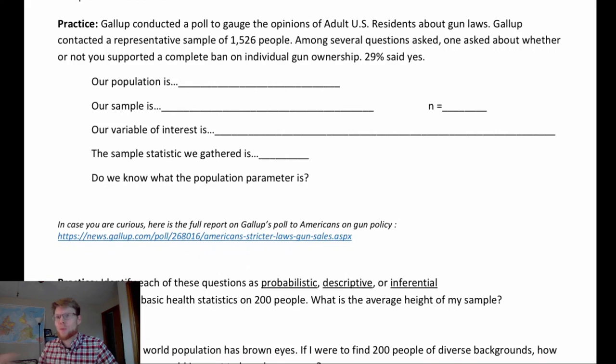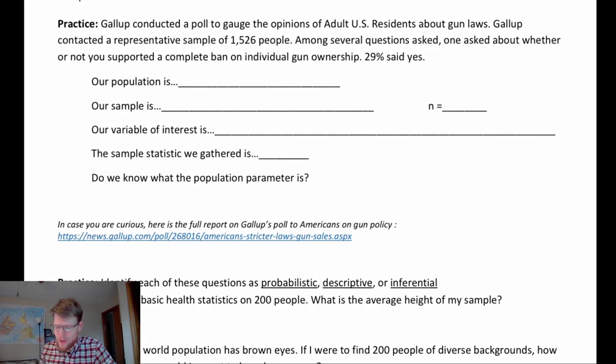So representative, as we'll talk about in a later chapter, just means they have done things to ensure that this sample of people looks like the population of U.S. adult residents. They probably did things like look at race, education level, gender, and income, and just make sure that who is in their sample looks like who is in the U.S. population and represents it appropriately.